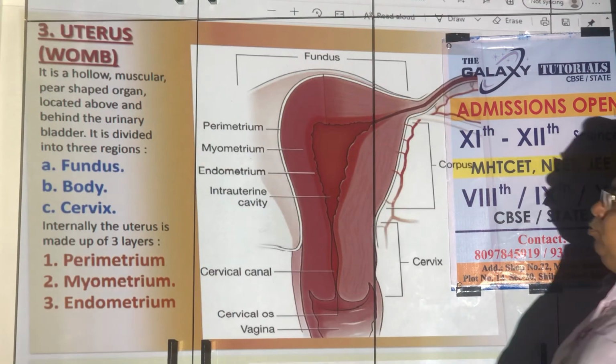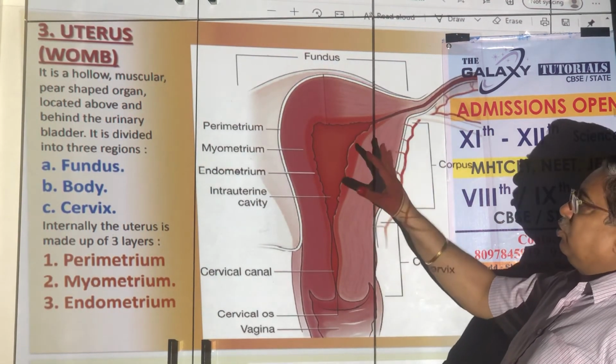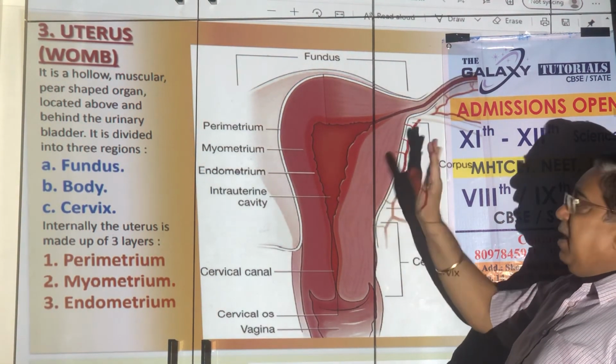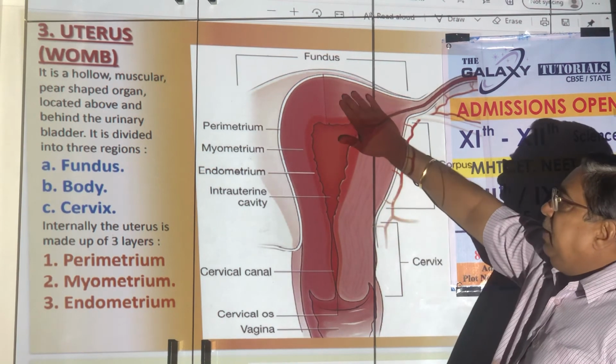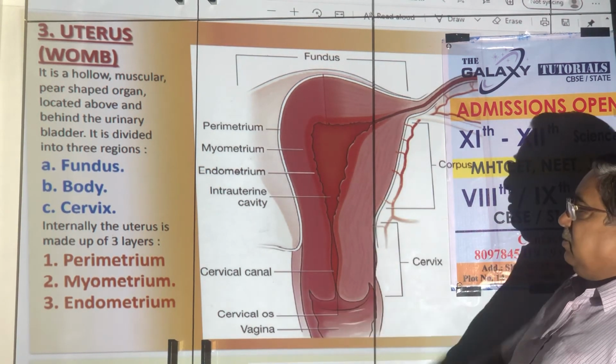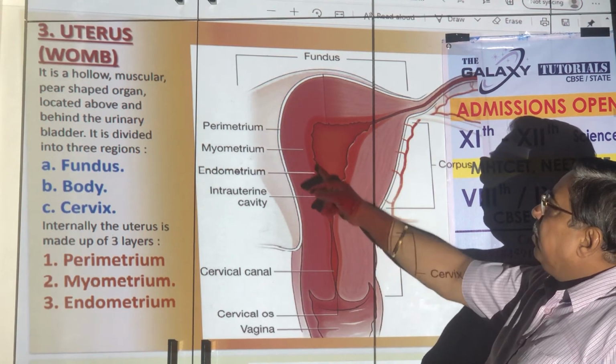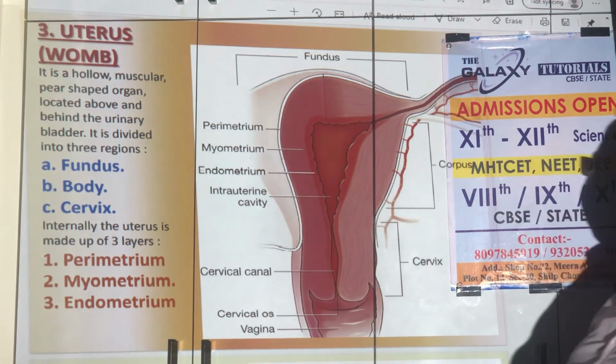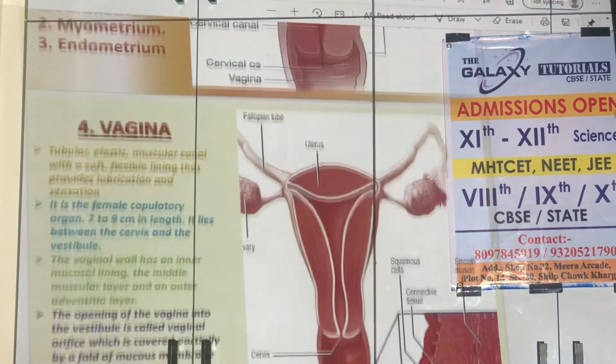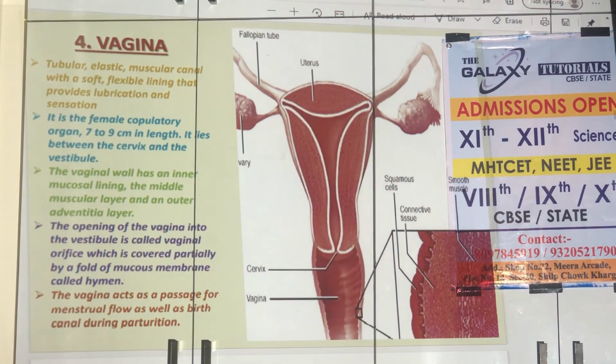Uterus, what do we write on uterus? Hollow, muscular, pear-shaped, behind the bladder, three regions: fundus, body, cervix, and three layers, as I told you last time: endometrium, myometrium, and perimetrium. The uterus is also called the womb in simple language.